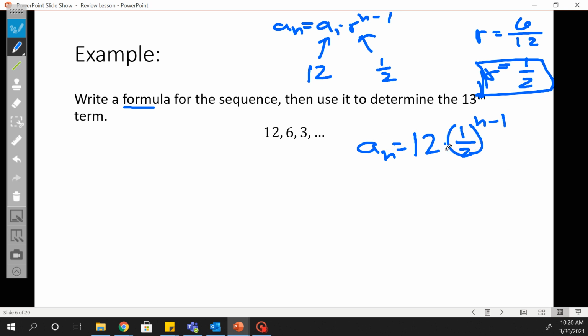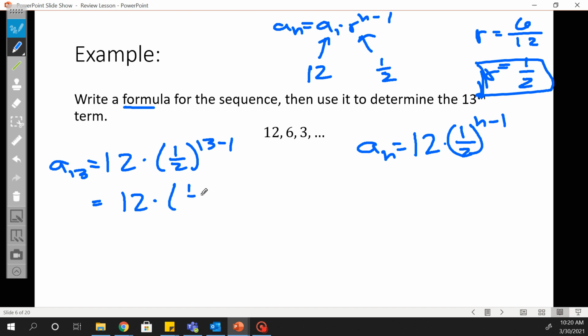So that's our formula. We can find the 13th term by plugging 13 into that formula. So 12 times 1/2 to the 13 minus 1, which is 1/2 to the 12th power. 1 to the 12th is, of course, 1. And 2 to the 12th, I don't know what this is. Let's check it out in the calculator. 4,096.